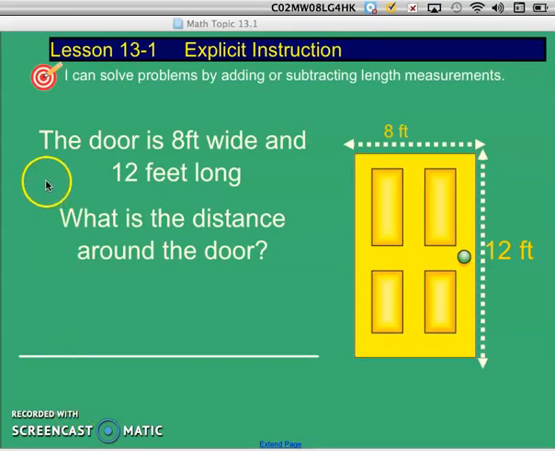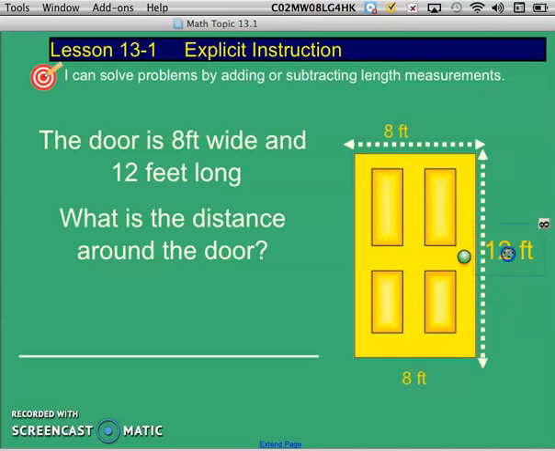Okay, boys and girls, we will do one final example to make sure you understand the lesson. We have a picture of a door. We measured the door and it measures 8 feet wide on the top and 12 feet long on the right. You should understand that now you must find the other two numbers. What measures on the top will measure on the bottom. If we have 8 feet on the top, we will have 8 feet on the bottom.